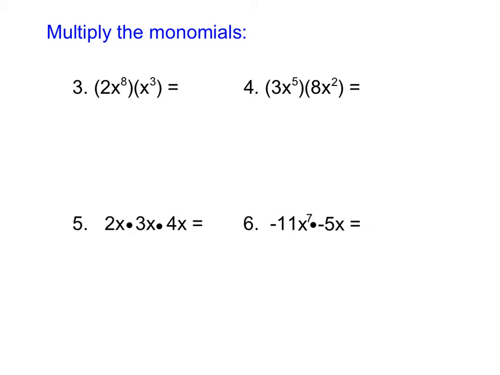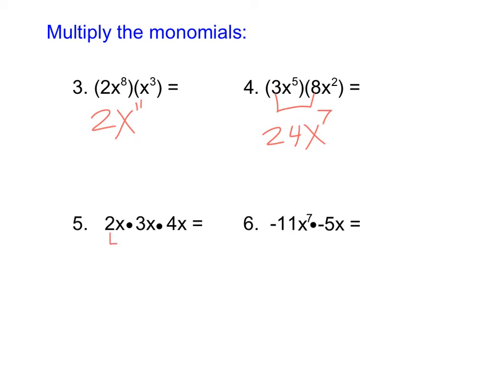All right, so I want you to pause the video and do these 4 problems. So we have 2x to the 8th times x to the 3rd. So the 2 is just going to chill out front, and we add our exponents. 8 plus 3 is 11. Number 4, we multiply our coefficients together. 3 times 8 is 24. We add our exponents, x to the 7.